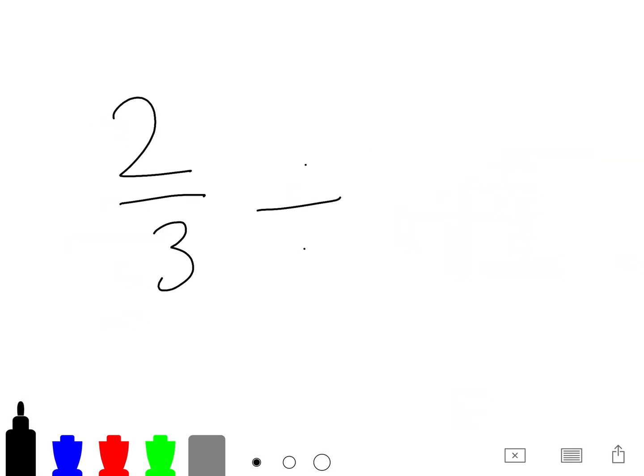2/3 divided by 2. So what we're doing here is we're going to do something really easy, and the standard algorithm is easy once you learn it. It's keep it. So we're going to keep our dividend here. And then we're going to change division, not to just anything, but we're going to change it to its opposite operation, which is multiplication, of course. And then we're going to flip that 2. Keep it, change it, flip it.